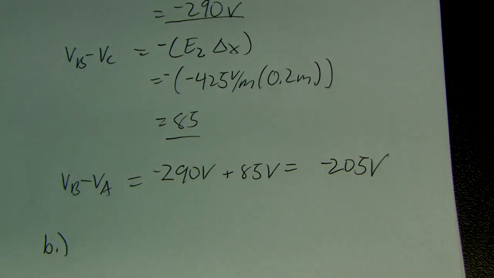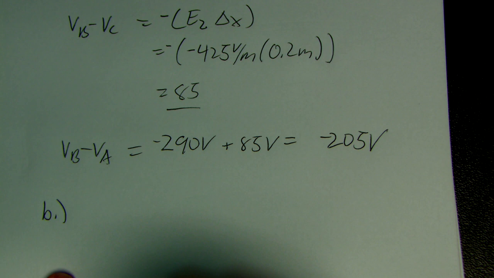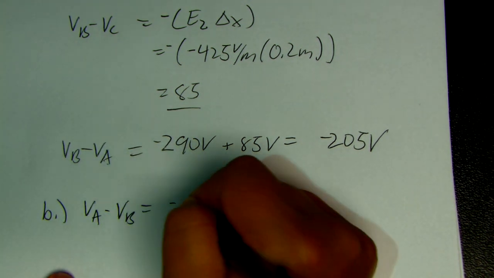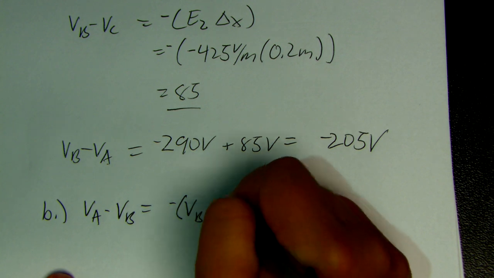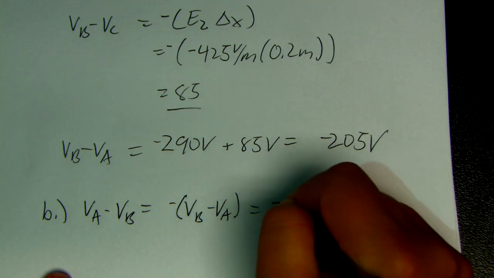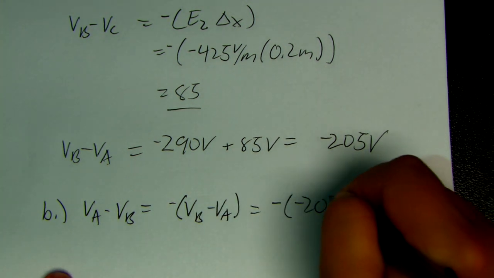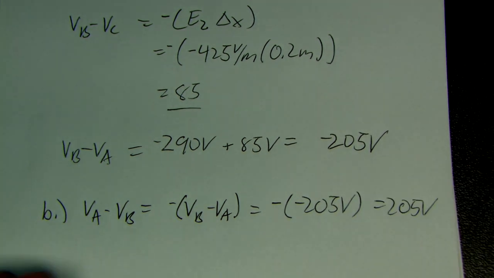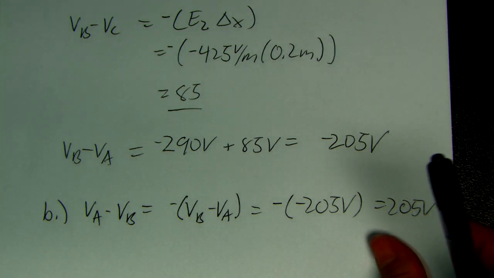All right, so part B, we're just going in the opposite direction. So VA minus VB is equal to minus (VB minus VA), which is equal to minus minus 205 volts. So this is 205 volts. Easy peasy. All right, so now we're getting into the meatier part of this problem.